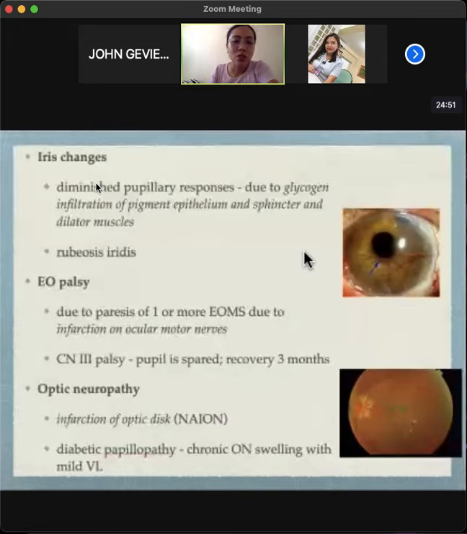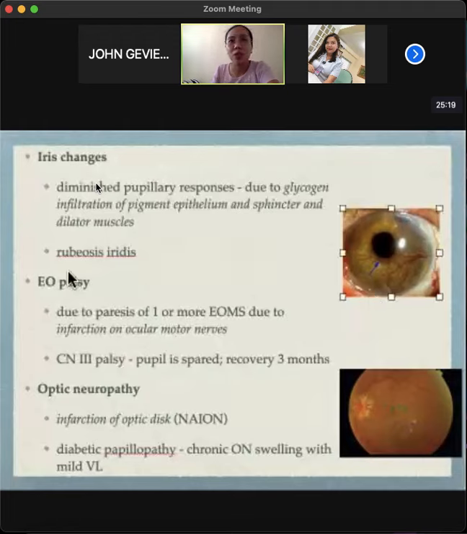Iris changes. So in severe diabetic retinopathy, there is ischemia at the back of the eye, and the stimulus for new vessels in the iris can also happen. So these are your rubeosis iridis, which can block your trabecular meshwork. So they are prone to having neovascular glaucoma.